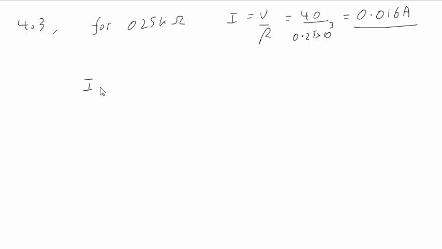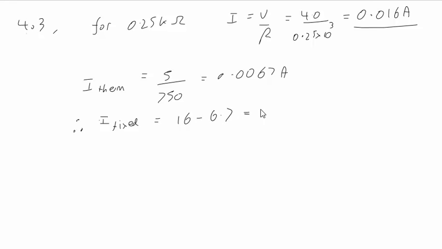The current for the thermistor is then, it has 5 volts over 750 ohms, giving it a current of 0.0067 amps. Therefore, the current for the fixed resistor is going to be 16 milliamps minus our 6.7 milliamps, which gives 9.3 milliamps.